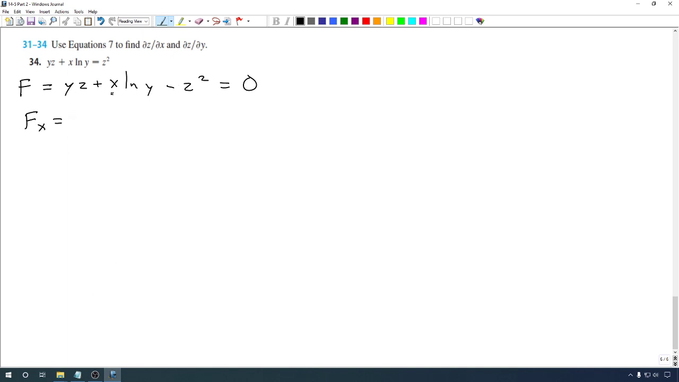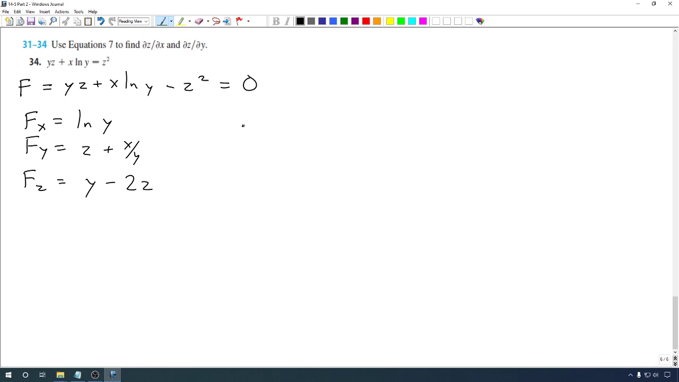Derivative of f with respect to x: well, the yz and the negative z squared don't really matter. They go away. But we do have the x ln of y, where the ln of y is a constant. So actually, this is just going to be ln of y. F sub y, this time it's a little bit more interesting. The yz becomes a z. The ln of y becomes a 1 over y, but we still have the x there, so we end up with an x over y. And then we have the negative z squared that goes away. Finally, f sub z: this time the yz becomes just a y. There's no z's in the x ln of y, and then the negative z squared becomes a negative 2z.